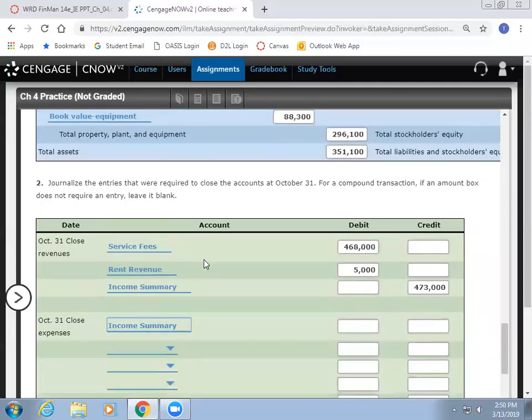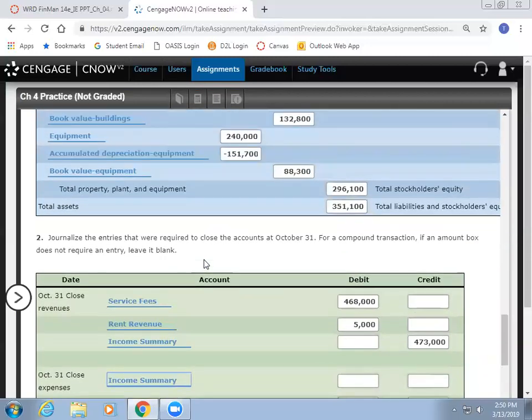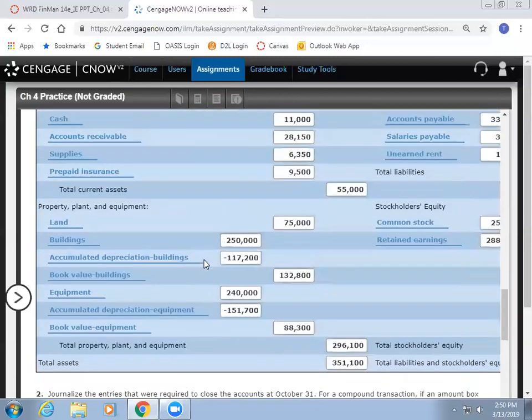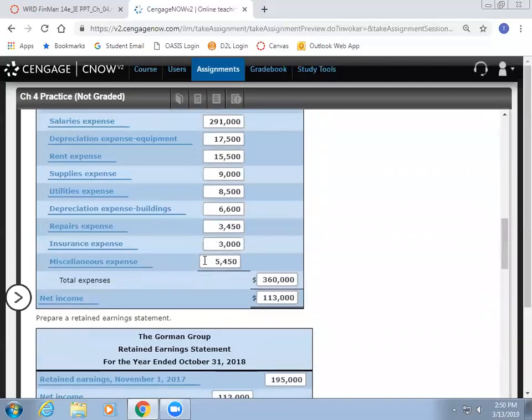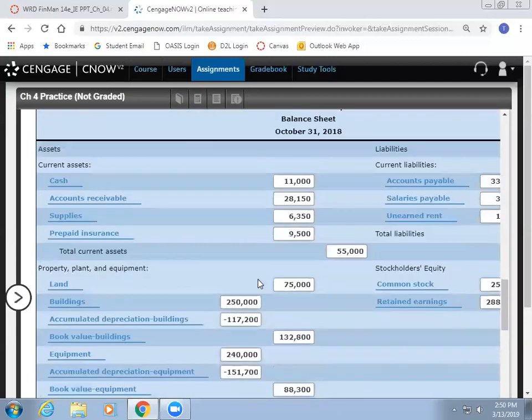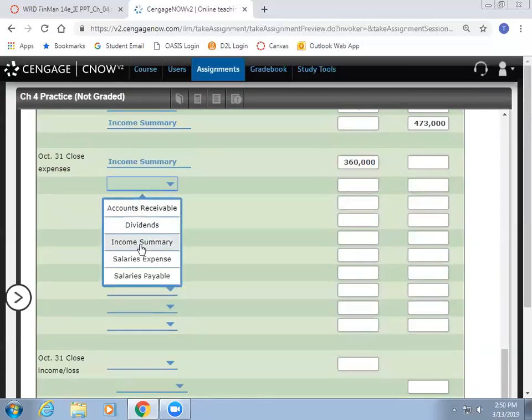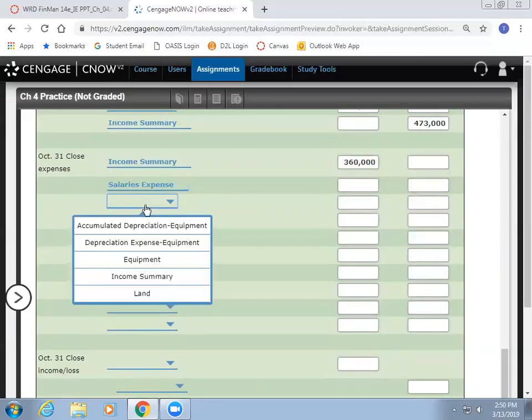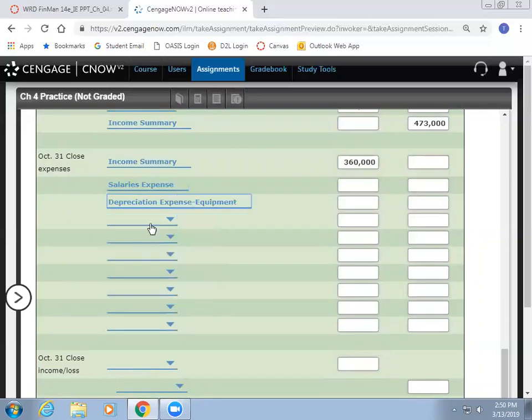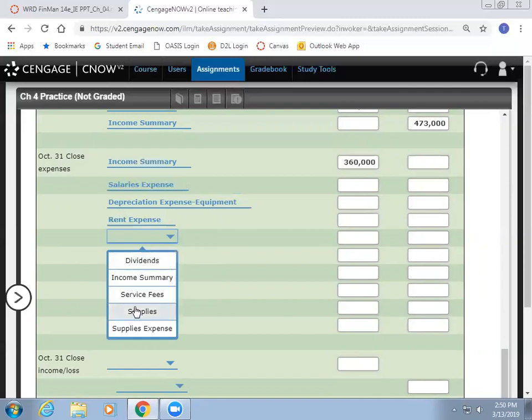If you want to skip putting in all the numbers, I'm just going to put in the total expense, just to save some time. Again, we have that though. Total expenses was $360,000, so you don't have to recalculate it. So I can debit income summary the $360,000. You can feel free if you would like to, but don't feel the need to put them all in here just to save time. On your homework, obviously, you'll want to.